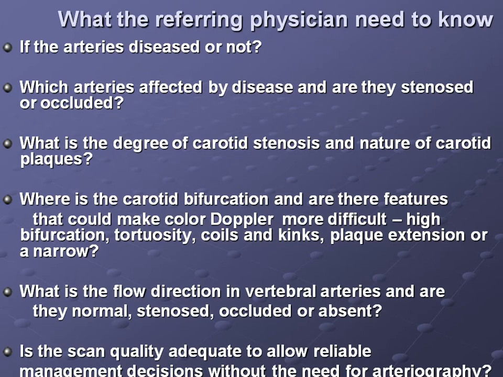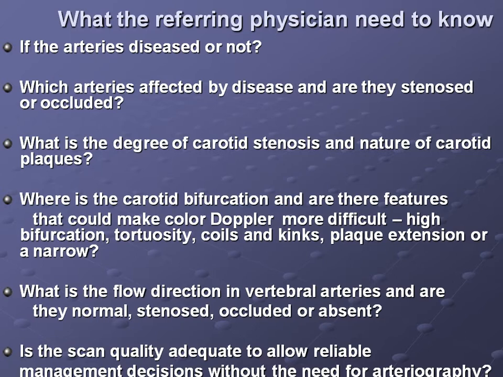So, when the physician refers a patient to you for carotid Doppler, what does he need to know? What are the things that you need to report? First, are the arteries diseased or intact, healthy? If they are diseased, which arteries are affected by the disease? Are they stenosed or occluded? This is very important to define, to tell him: is the artery totally occluded or just stenosed?